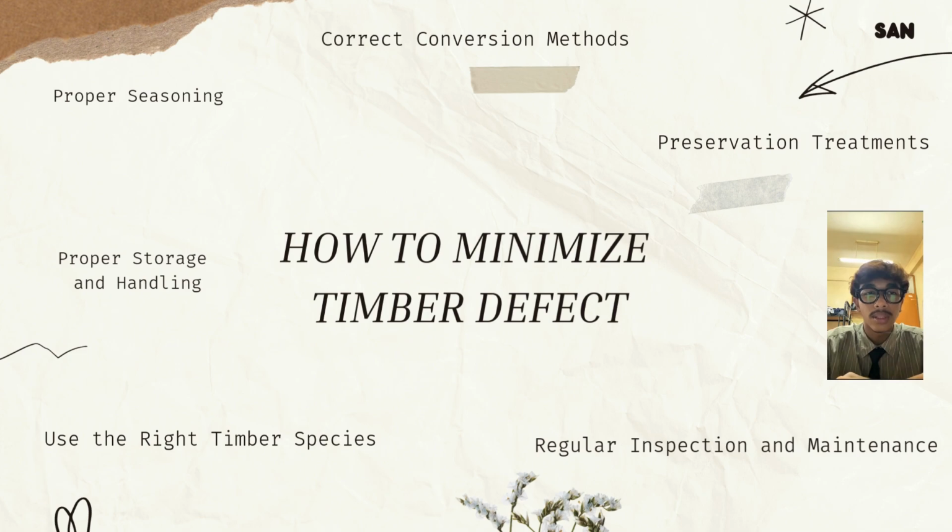We have to regularly inspect timber for signs of damage, decay, or insects. This way, we can prevent timber defects from happening. Lastly, we can do prompt repairs. Address any issue promptly to prevent further deterioration. By implementing these strategies, you can significantly reduce the occurrence of timber defects.